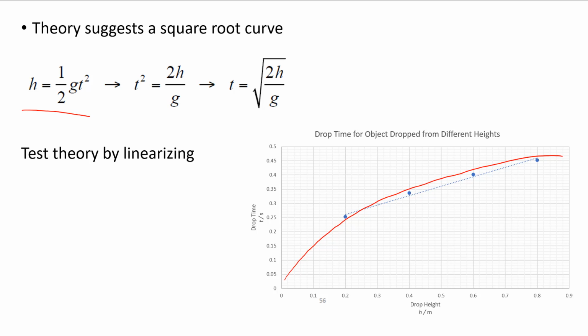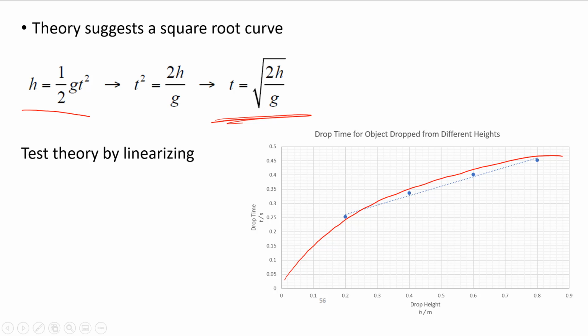Notice that the points do look like they're curving down even if we do a best fit line. Now they're pretty close to a best fit line, but it looks like a square root fit might be better. And since we have a good theoretical basis for thinking it's a square root fit, that's what we are going to look at and investigate.